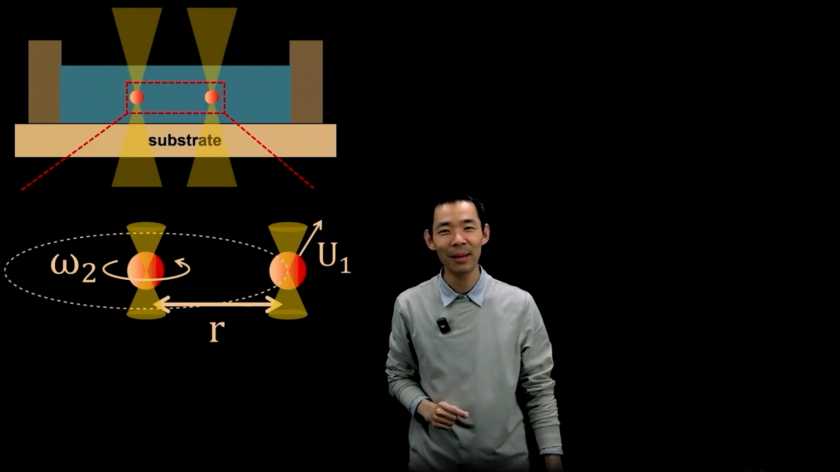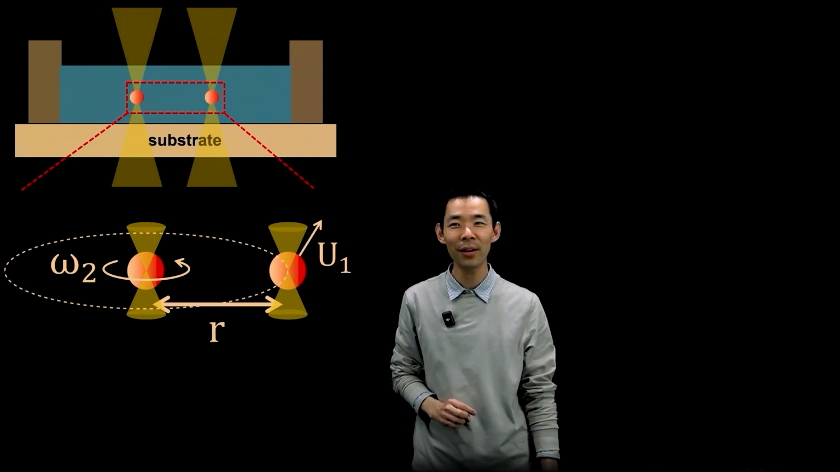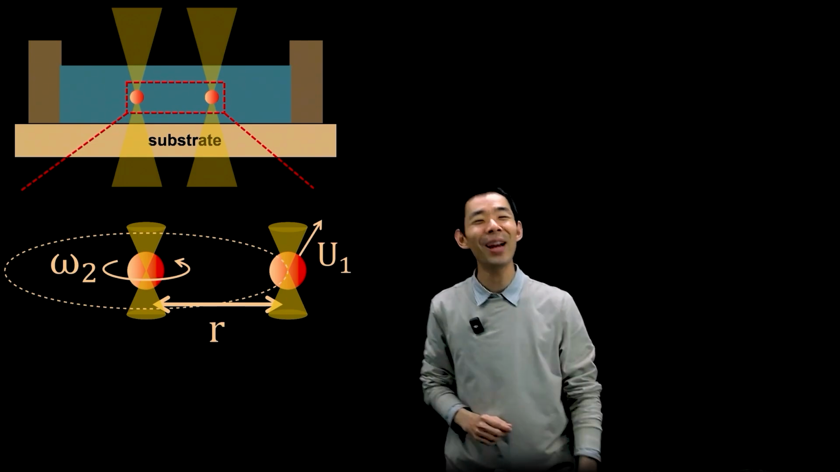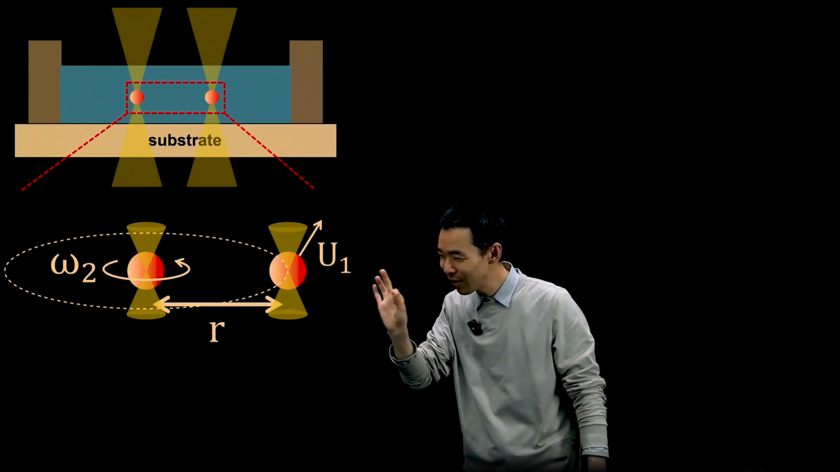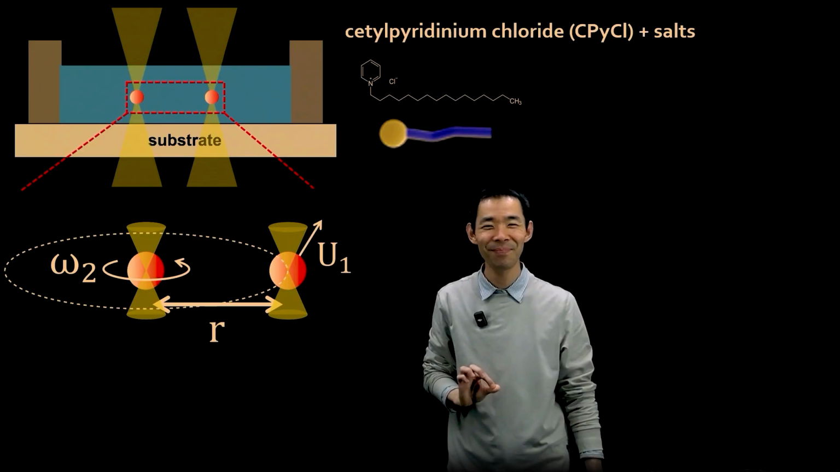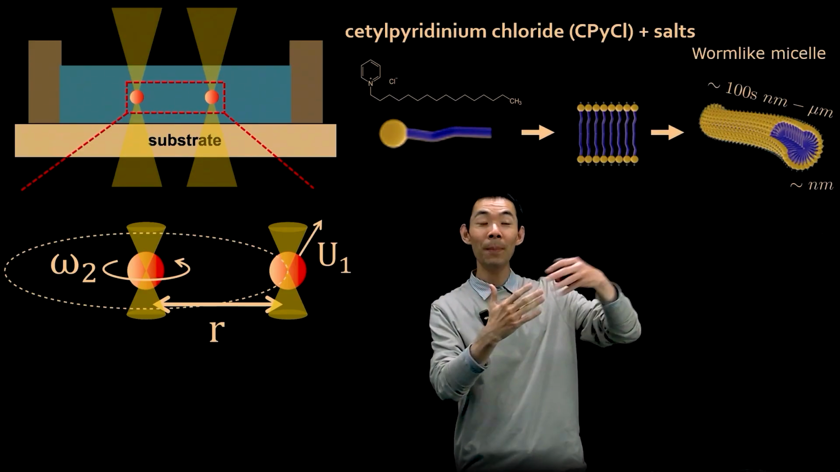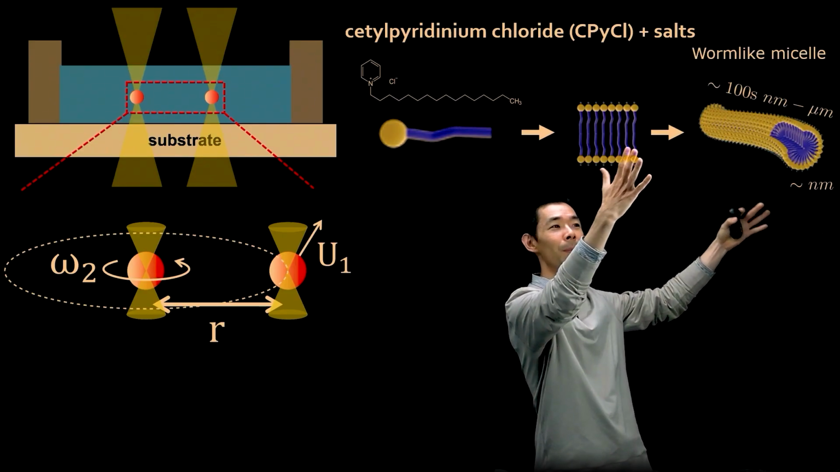So far, we've been talking about an incompressible Newtonian fluid of water, but we can do this for any fluid. Why not sprinkle in there a little bit of surfactant, which can self-assemble into a worm-like micelle.